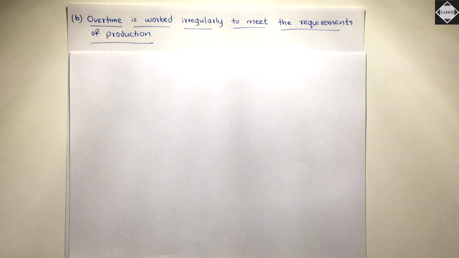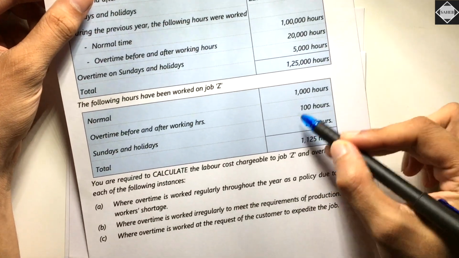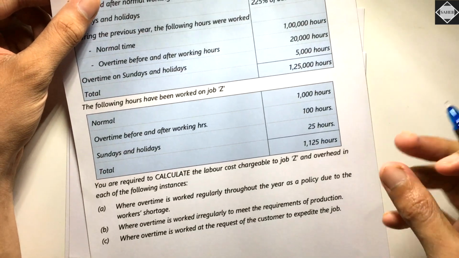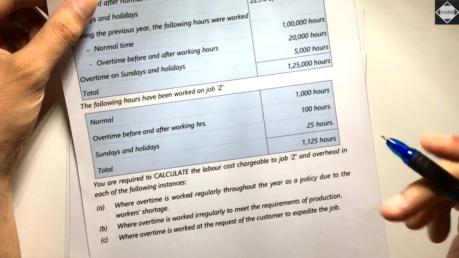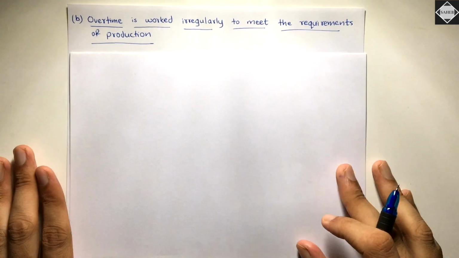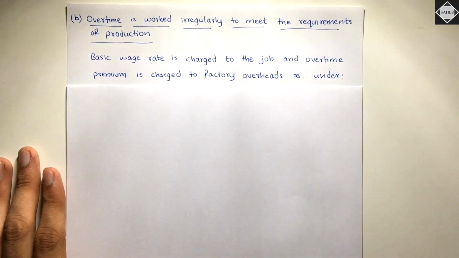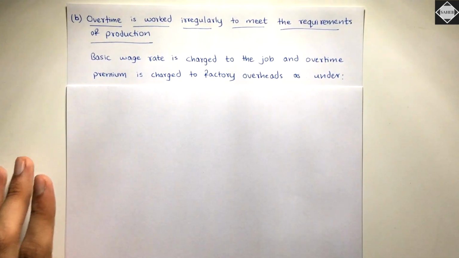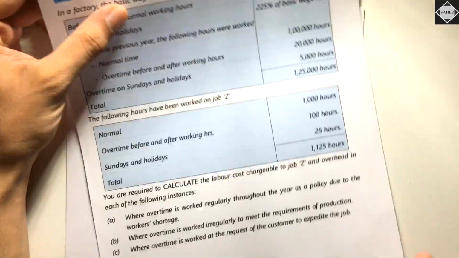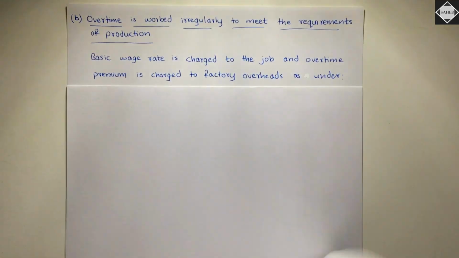But there are some other things also. There are normal hours also in which there was no overtime. And then in overtime also there is a normal element. So the normal element of overtime and pure normal will also be charged to the job. Is it clear? Because those hours were worked on the job. Do you understand the logic? Okay, see here, let me just explain to you. It's really simple. Basic wage rate is charged to the job. When they say basic wage rate is charged to the job, they are talking about what? Normal hours. Okay, 1000 hours into 100, that will go to the job.